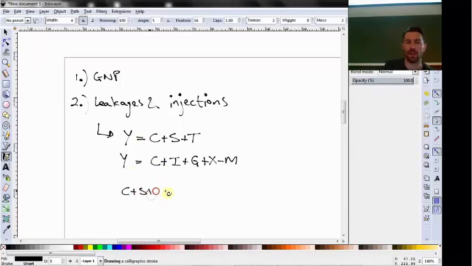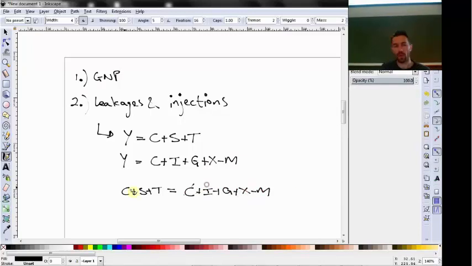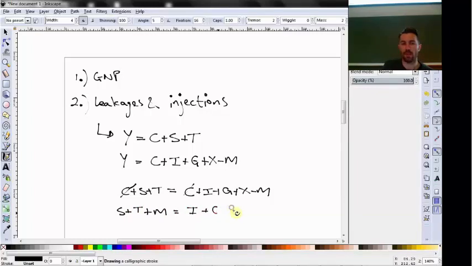C plus S, and we'll talk more about this at some time. I'm just giving you a brief discussion. Plus I plus G plus X minus M. Okay? We can cross off the C's here. And we can rearrange this as S plus T plus M is equal to I plus G plus X. Okay? And these are all considered exogenous variables.